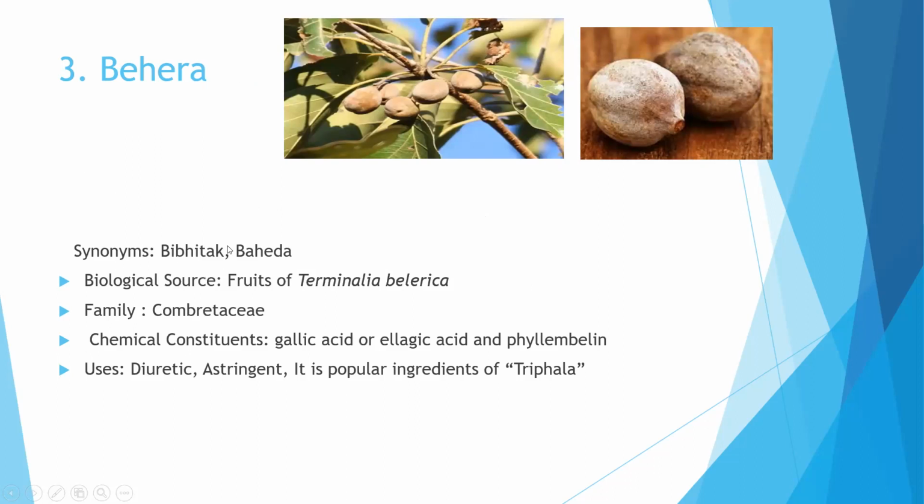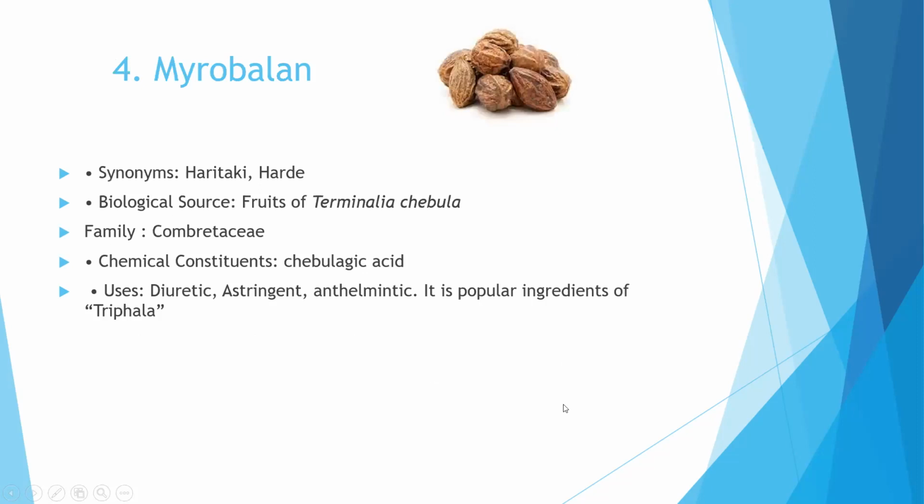Third is Behera. The synonym of Behera is Vibhitaki, Beheda. Here is the Behera fruit and here is the tree of Behera. Biological source is the fruits of Terminalia bellerica. Family is Combretaceae, same as Arjuna. Chemical constituents of Behera are gallic acid or ellagic acid and phyllemblin. Uses: diuretic, astringent. It is a popular ingredient of Triphala.